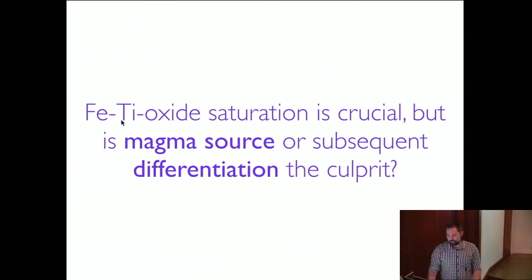Iron titanium oxide saturation is crucial. It's the only thing that's going to create the enrichment both in island arcs and continental arcs. And you don't see that in mid-ocean ridge cumulates because the oxides do not saturate early in mid-ocean ridge cumulates. They only saturate once you get to magnesium numbers of around 55.